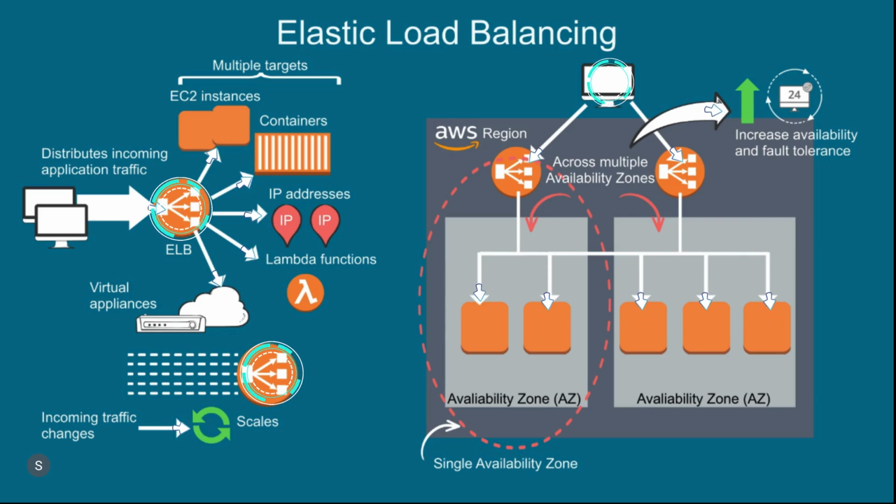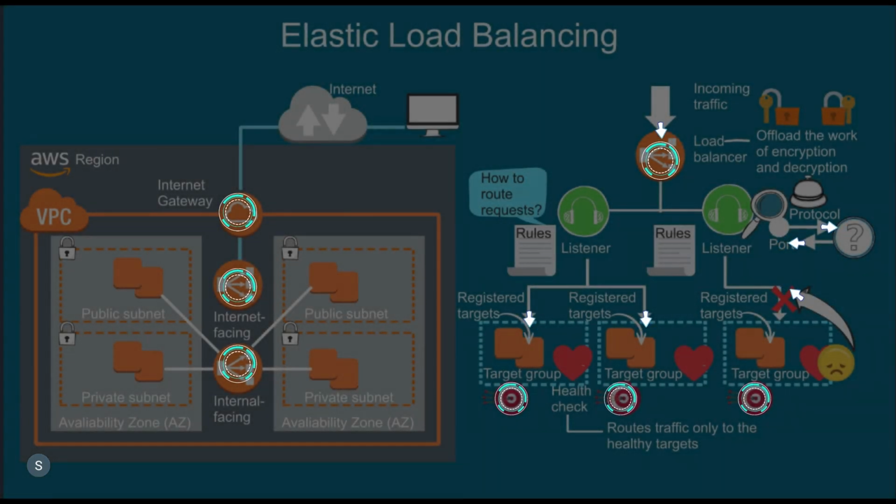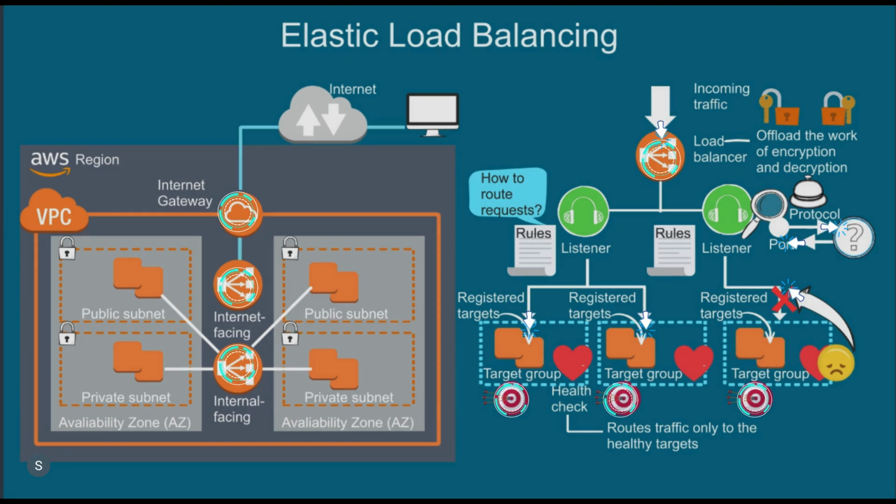Elastic Load Balancing is a regional service. It can handle the varying load of your application traffic in a single availability zone or across multiple availability zones. This increases the availability and fault tolerance of your applications. ELB can be internet or internal facing. Internet-facing load balancers can route requests from clients over the internet. On the other hand, internal load balancers can only route requests from clients with access to the VPC for the load balancer.